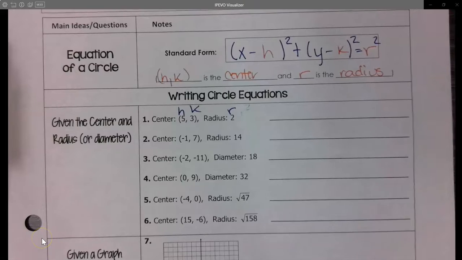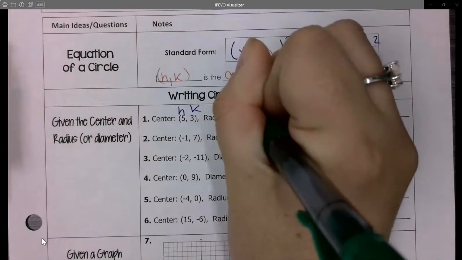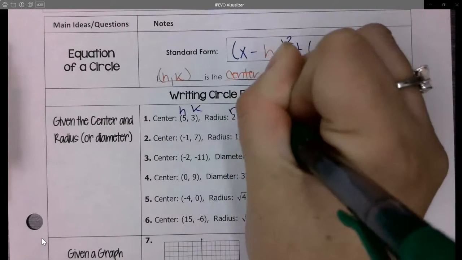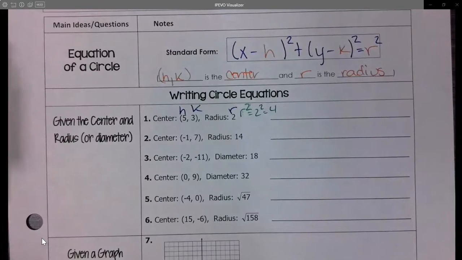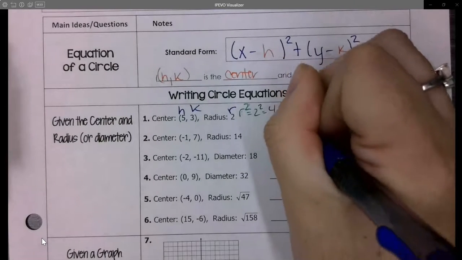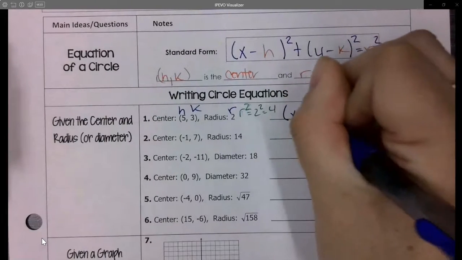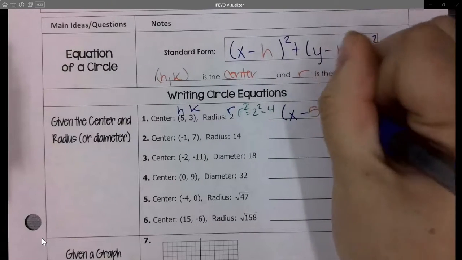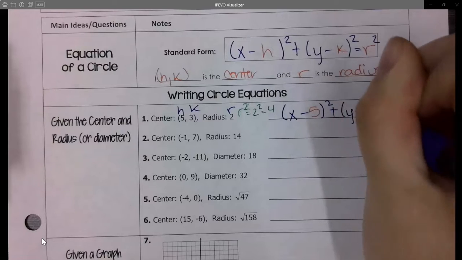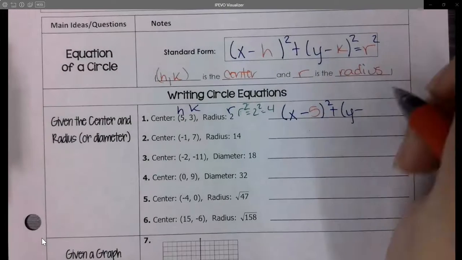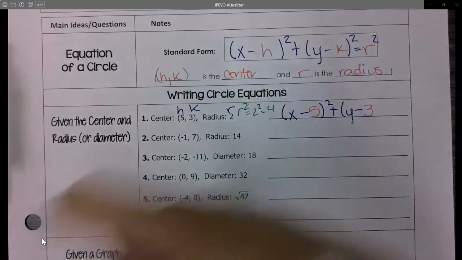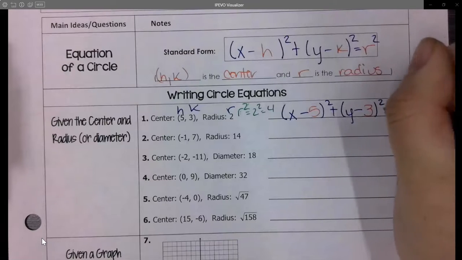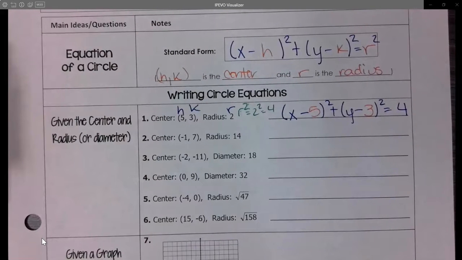Okay, so I was trying to figure out what r squared is. 2 squared is 4. So when I go to plug this in, I'm going to have x minus my h, which was 5, and then this is squared, plus y minus my k, which was 3, and this is also squared, equals 4. And that came from me squaring my radius.